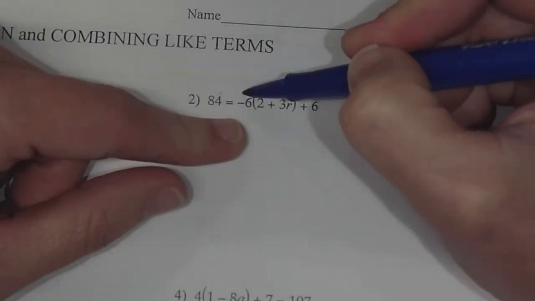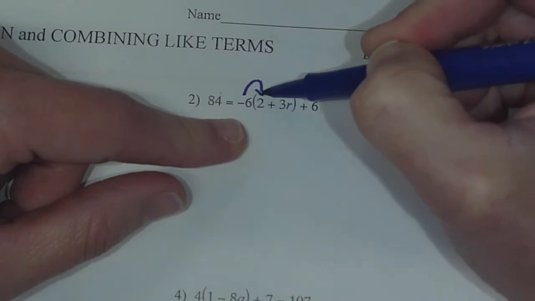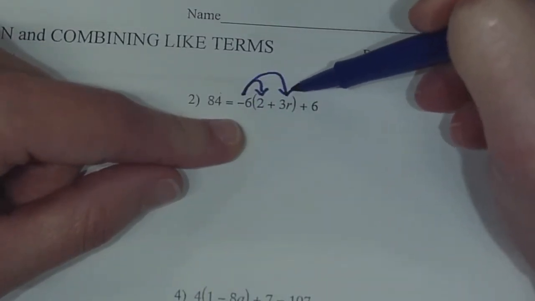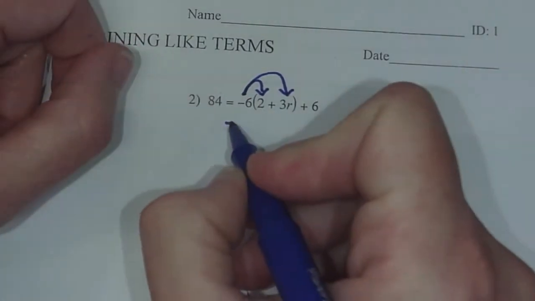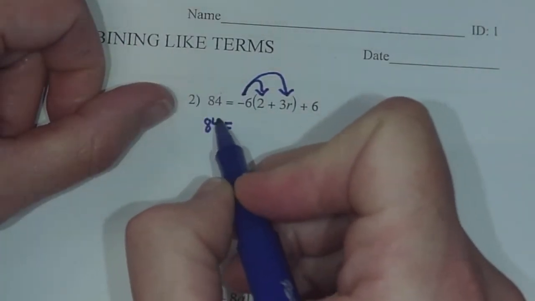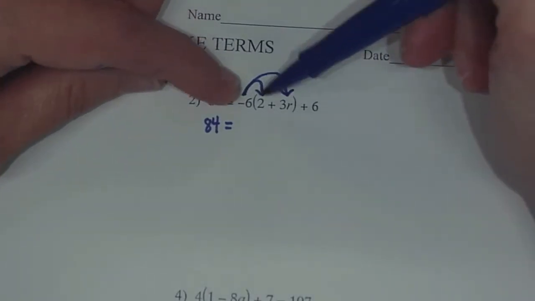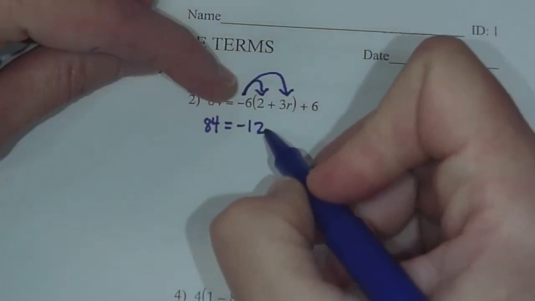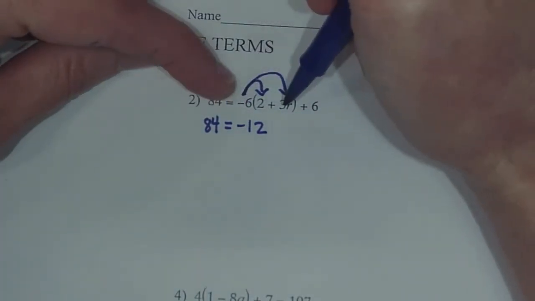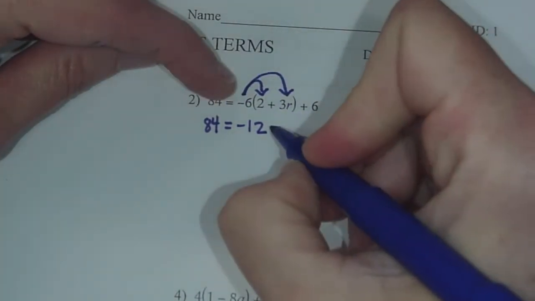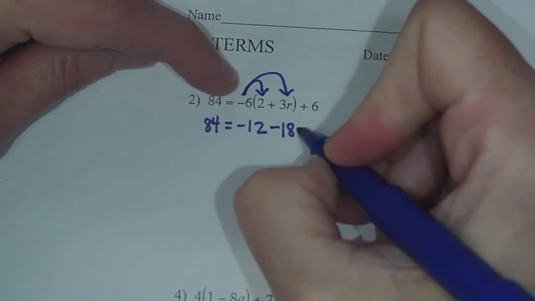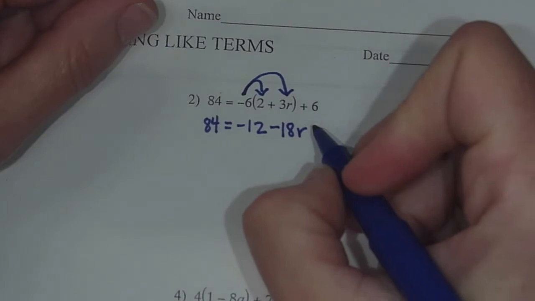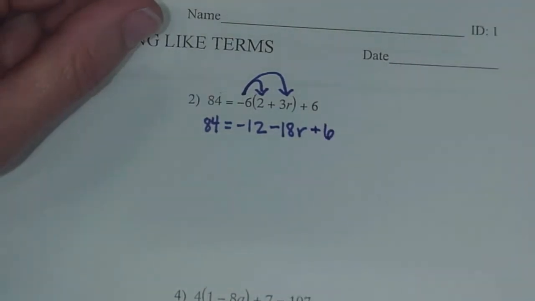I'm going to draw my rainbows from this negative 6 to the 2, and make sure you're thinking of that as a negative 6. We also have negative 6 times the 3r. Let's bring down the 84 and simplify this part. Negative 6 times 2 is negative 12, and negative 6 times 3r is negative 18r, so I'll write minus 18r. We still have our plus 6. Nothing changes about that, so let's just bring it down.